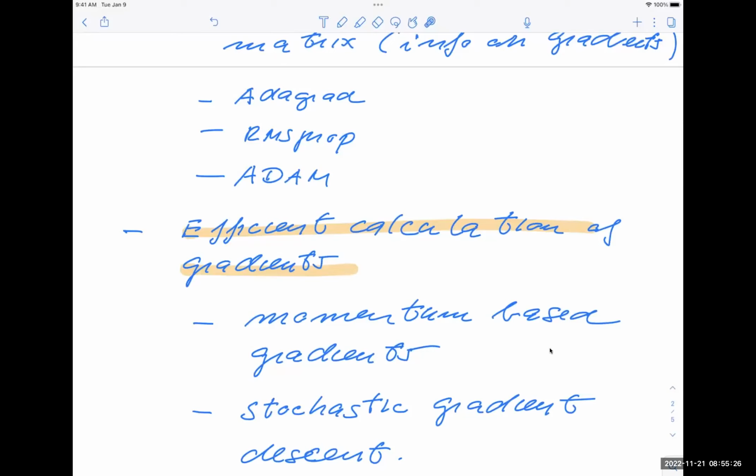So what I'm going to do now is just switch back to the Jupyter notebook, and we are going to look at some simple examples of how we can include this momentum-based approach.